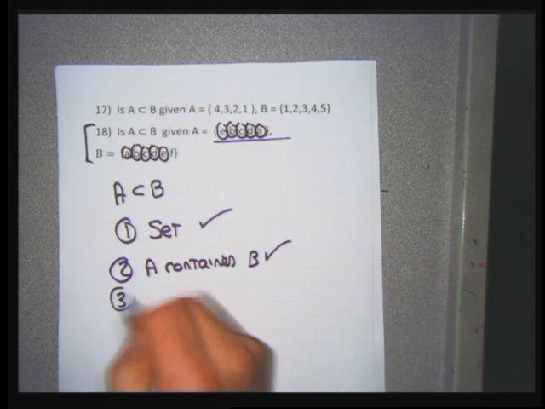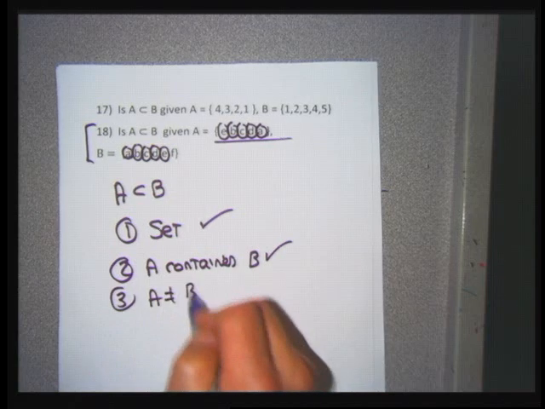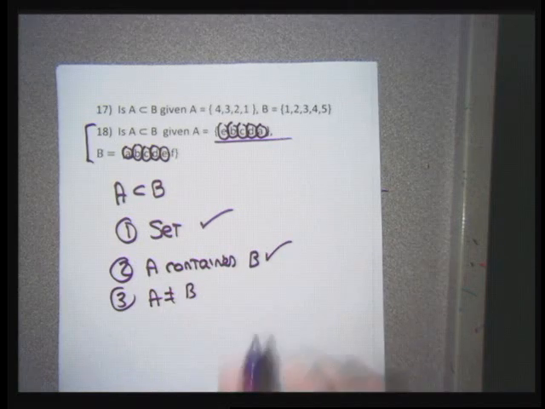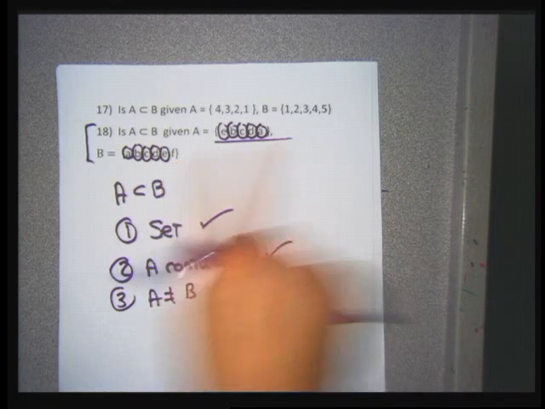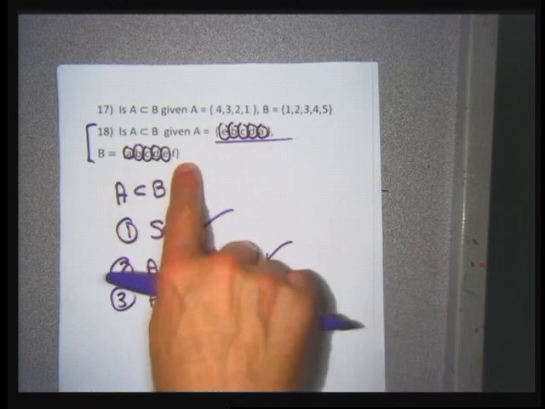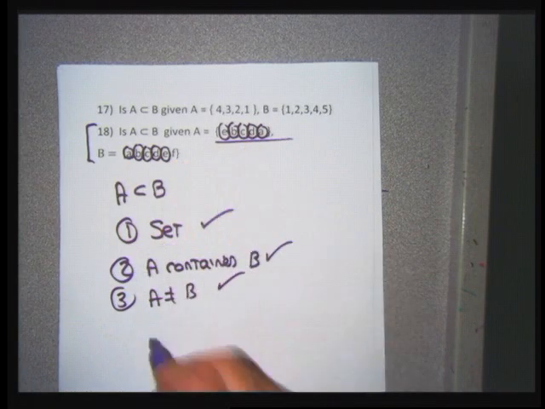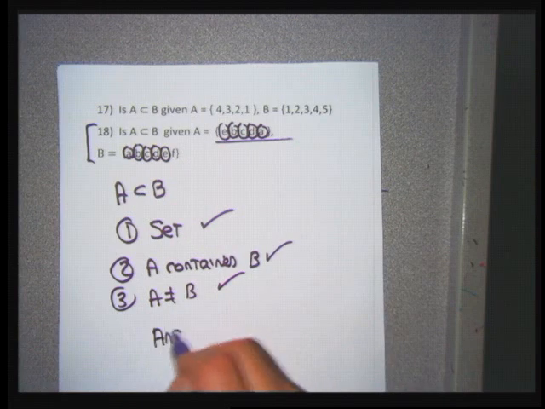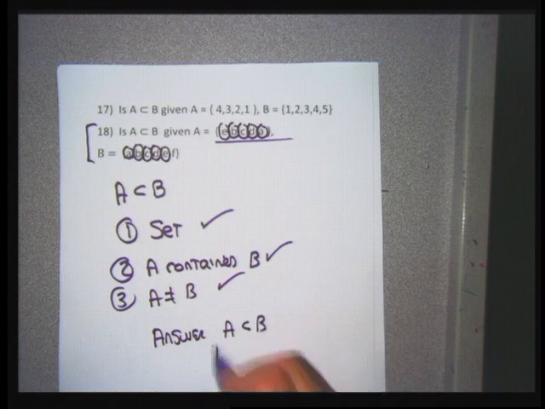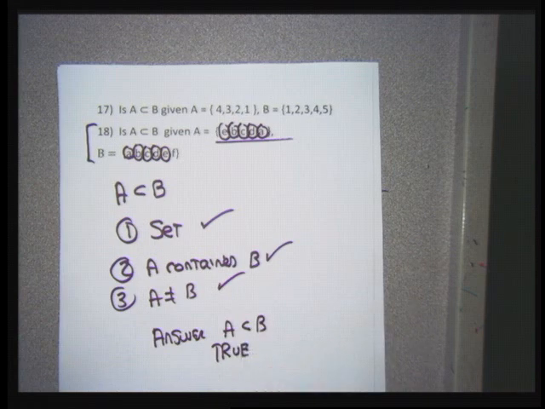The third, A can't equal B for proper subsets, and B has an F in it. So A doesn't equal B because B has an F that A doesn't. So that's true. So my answer to problem 18 is true, that A is a proper subset of B. So I'm going to write true.